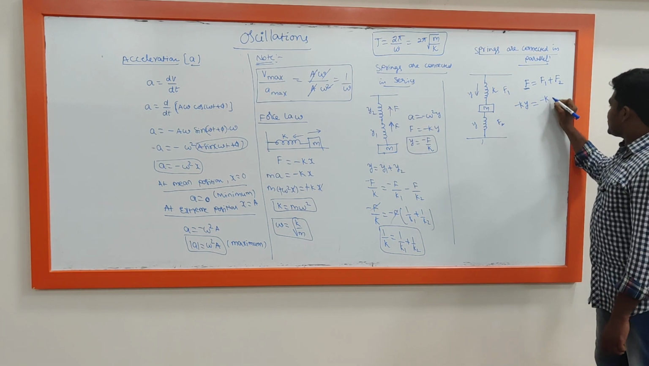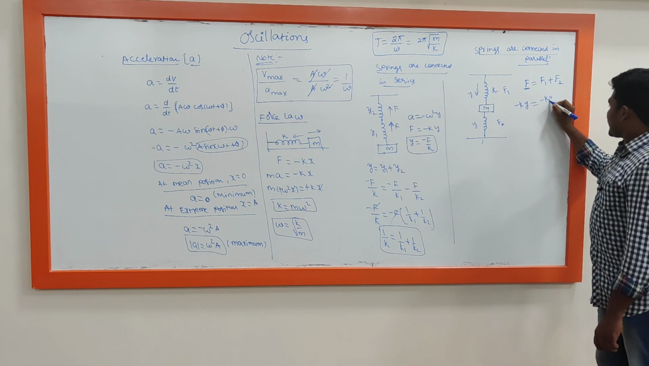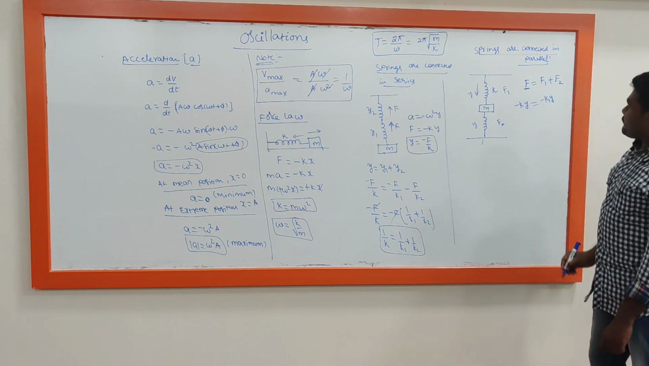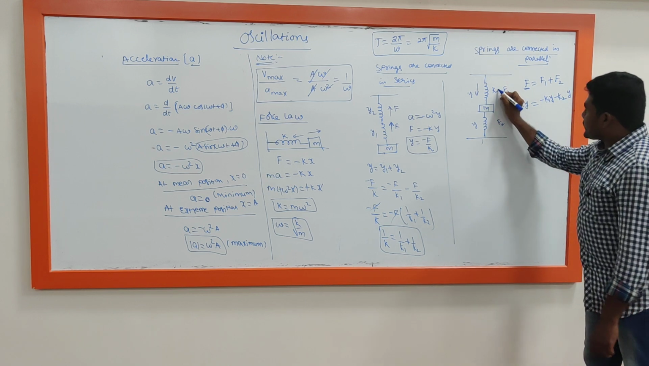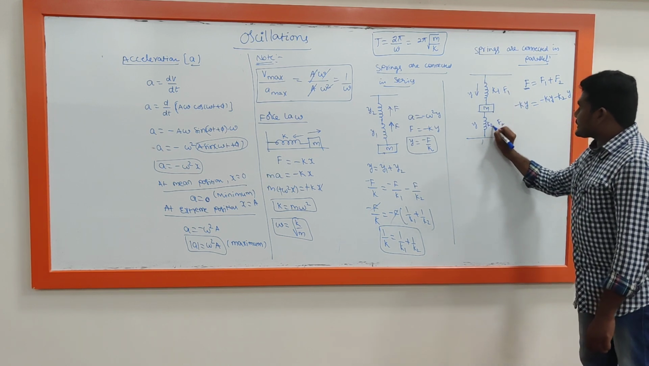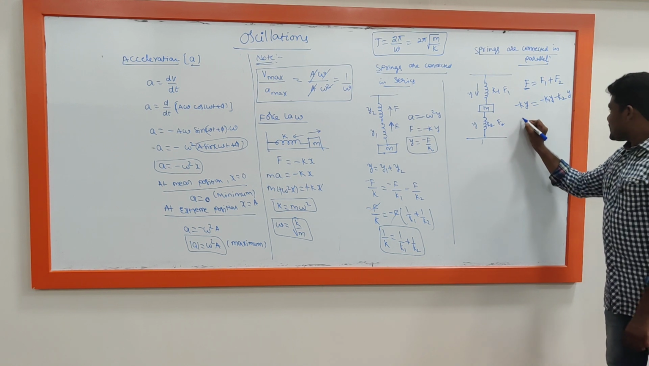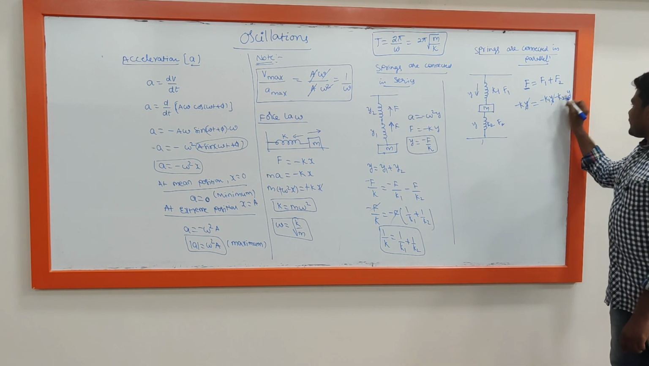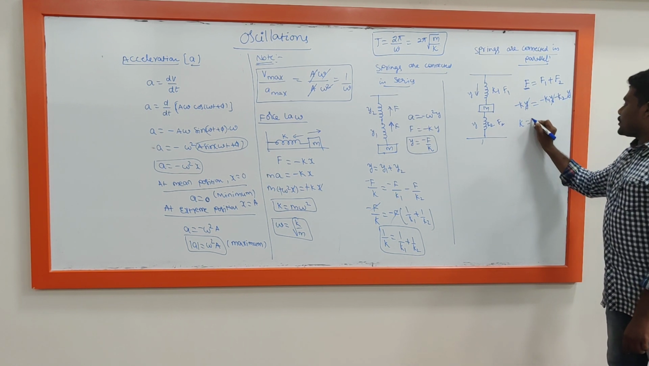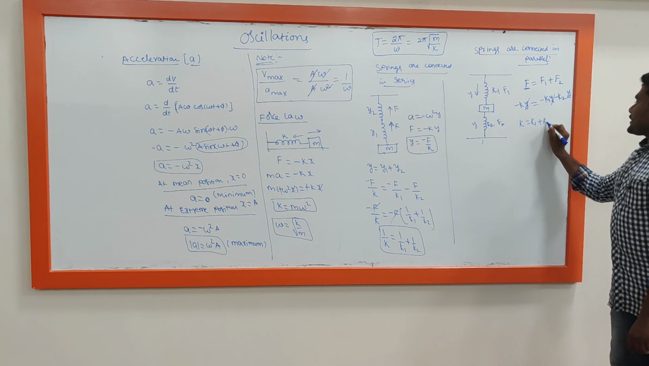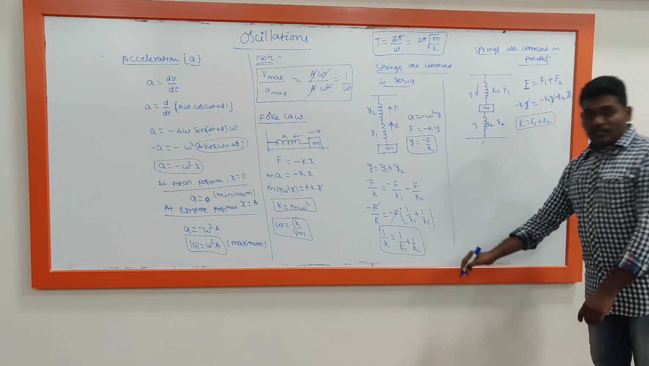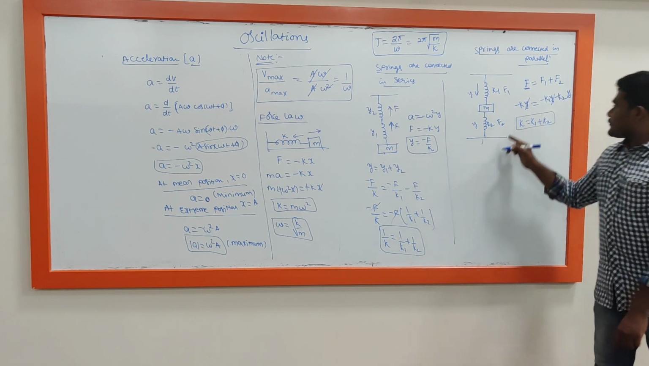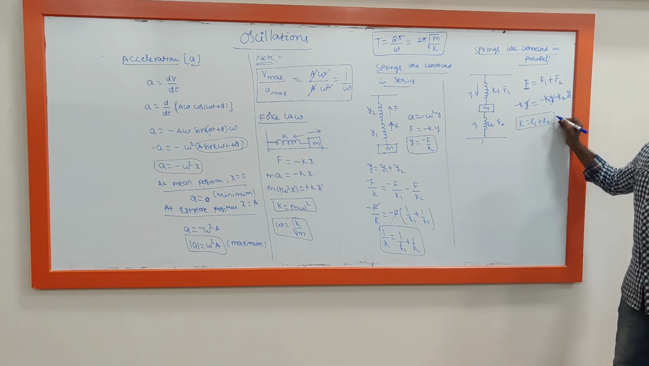So F I am writing minus K into Y, that is equal to minus K1 into Y minus K2 into Y, where the displacement is the same Y. So here for constant K1 and this one is K2. Then Y gets cancelled, and you can write K is equal to K1 plus K2. So now, when the springs are connected in series, 1 by K equal to 1 by K1 plus 1 by K2. When the springs are connected in parallel, K equal to K1 plus K2.